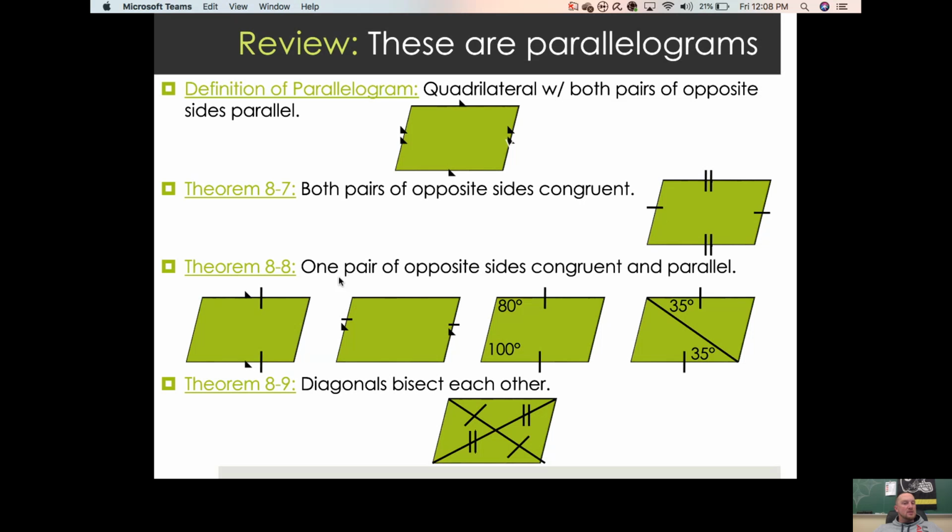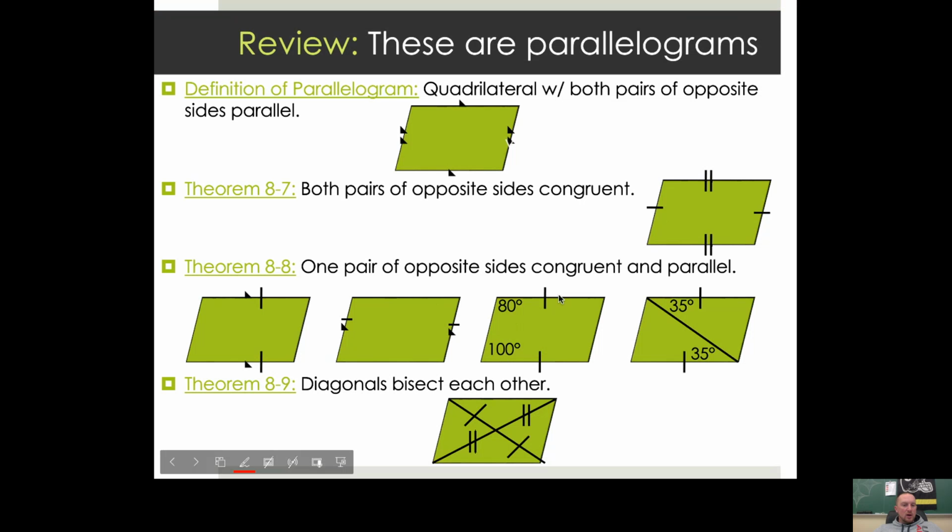Theorem 8.8 says one pair of opposite sides are congruent and parallel, and that can look a lot of different ways. Most of the time it just looks like this: congruent marks, parallel marks on the same opposite sides. But sometimes you get these ones where you have your congruent marks on your opposite side, but there's no parallel marks. But if these consecutive interior angles are supplementary, then you know that these are parallel.